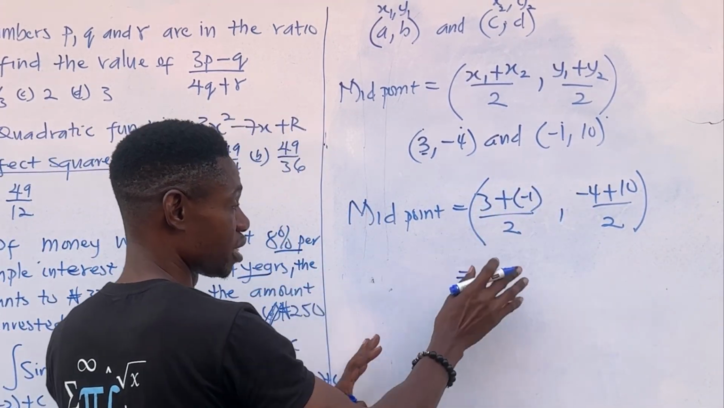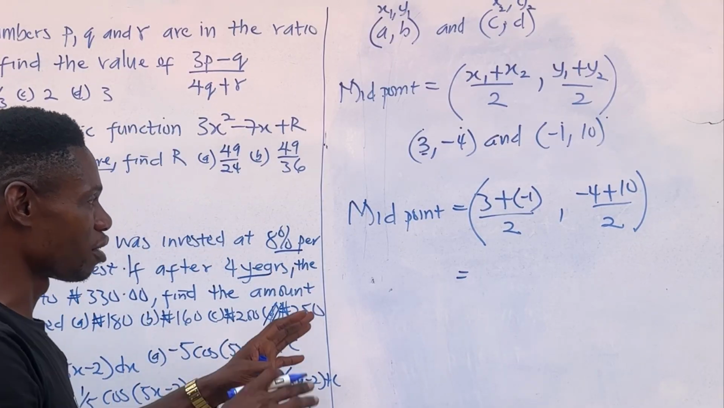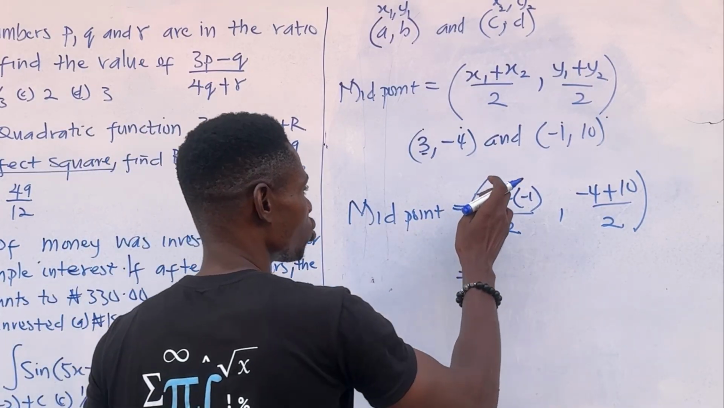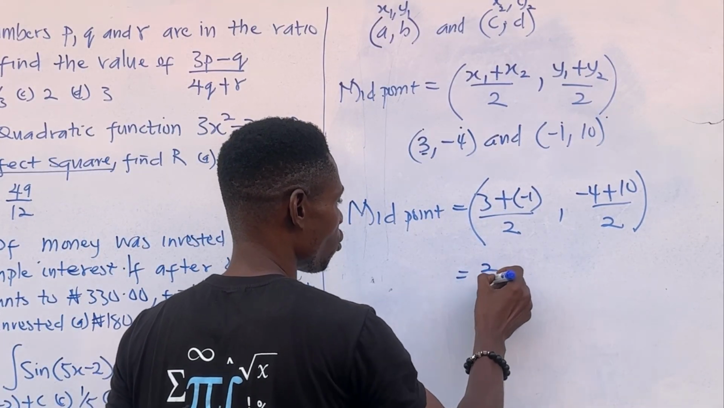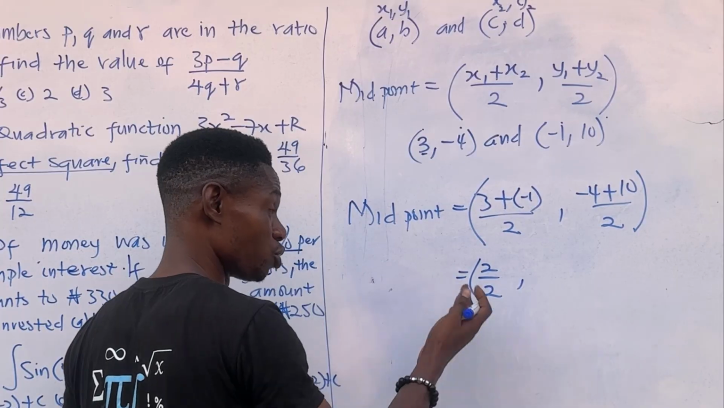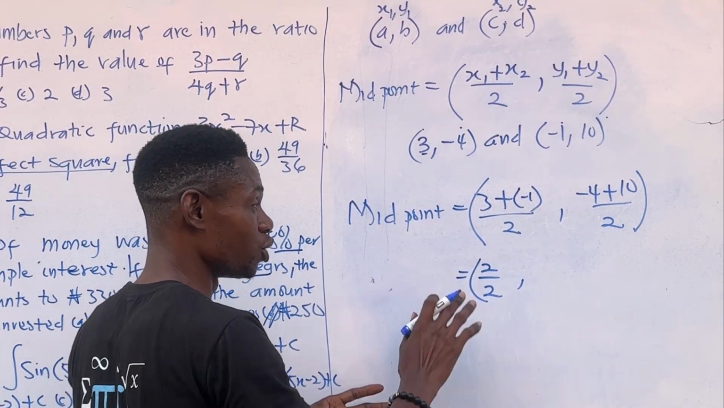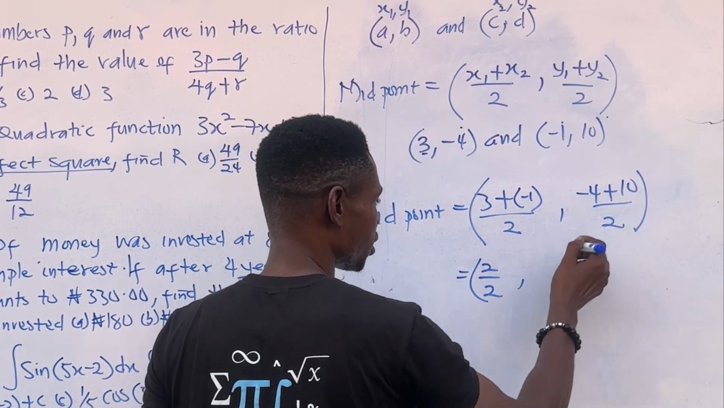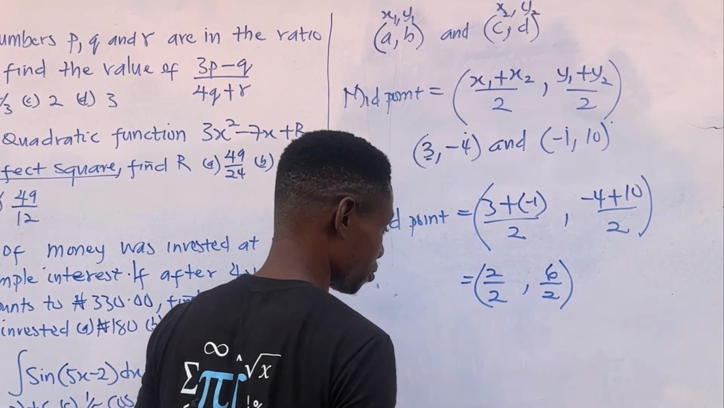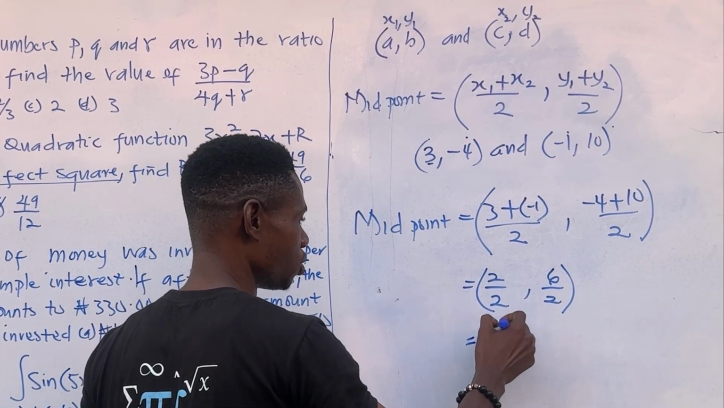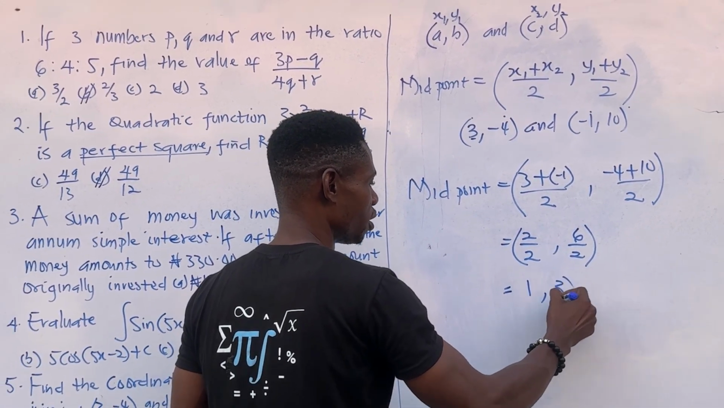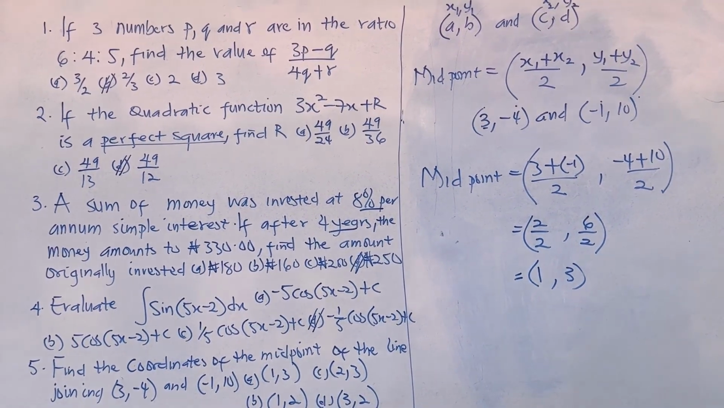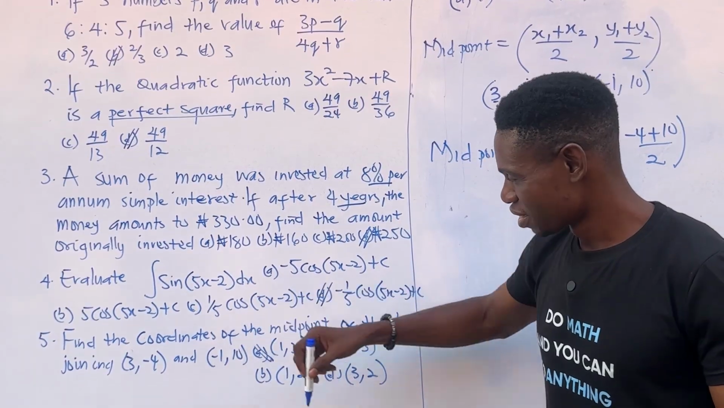So from here, you should have picked your answer. If you are in the exam hall, you should have known that 3 minus 1, you go straight, but I'm explaining, so I'm taking my time. So this will give us 3 minus 1, that's 2 over 2, comma, 2 over 2 is 1. If you're in the exam hall, I'm not expecting you to take your time like this. Just pick your answer, click next. In this case, minus 4 plus 10, that's 6 over 2. So our final answer will be 1 comma 3, since 2 over 2 is 1 and 6 over 2 is 3. Do we have options? Yes, option A, 1 comma 3.